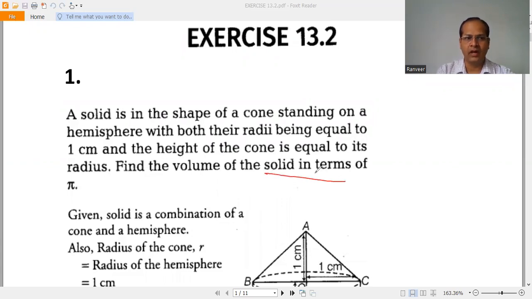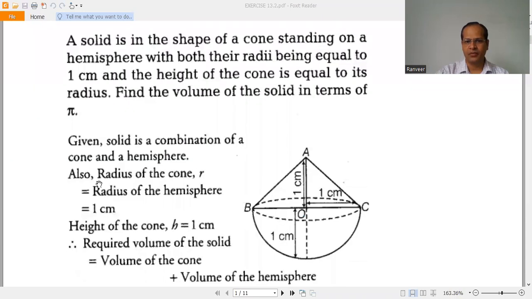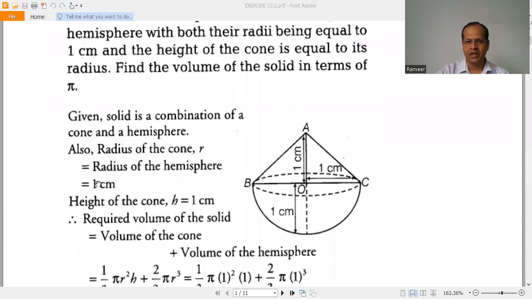Now, first of all, we have to draw a diagram, and after the diagram, we have to write all the dimensions. This is the first step to solve this type of problem. Now, if you see, this is the cone which is mounted on the hemisphere.